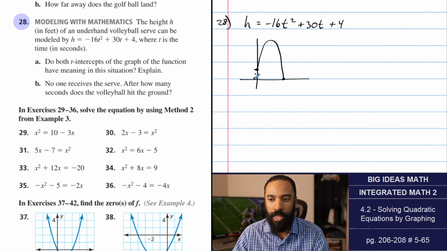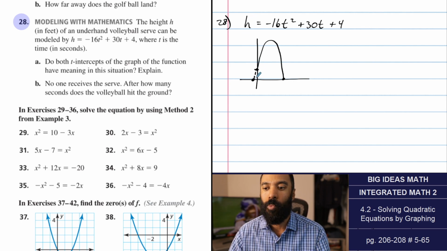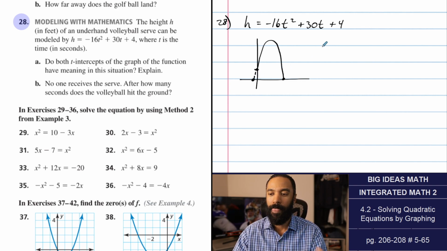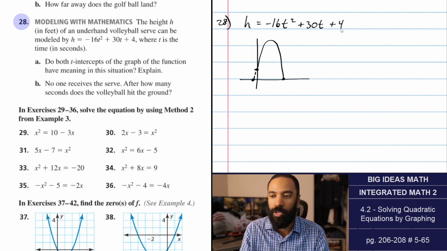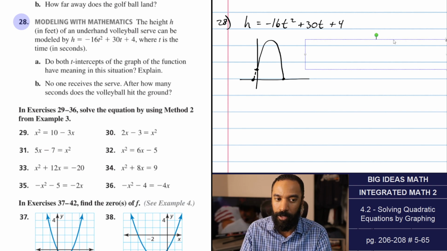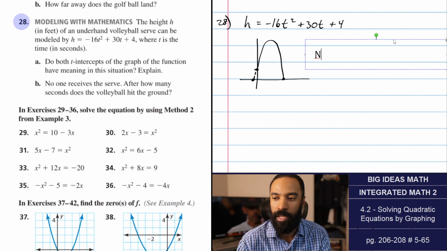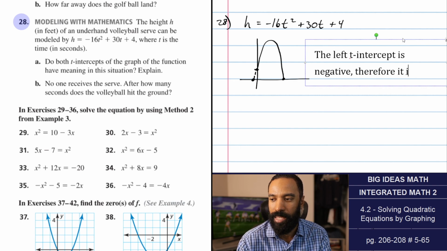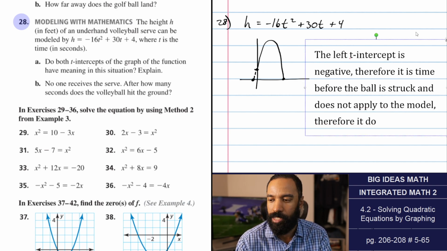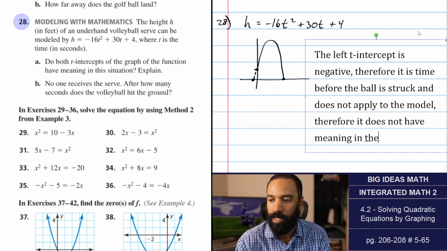But notice there's another one over here that is to the left of the y-intercept, or the h-intercept, I should say, where time is negative. This t-intercept does not apply here. So as far as t-intercepts go, no, only one of them matters. The other one is time before the ball was struck. It's not even technically a part of the model. No, not both t. The left t-intercept is negative. Therefore, it is time before the ball is struck and does not apply to the model. Therefore, it does not have meaning in this situation.